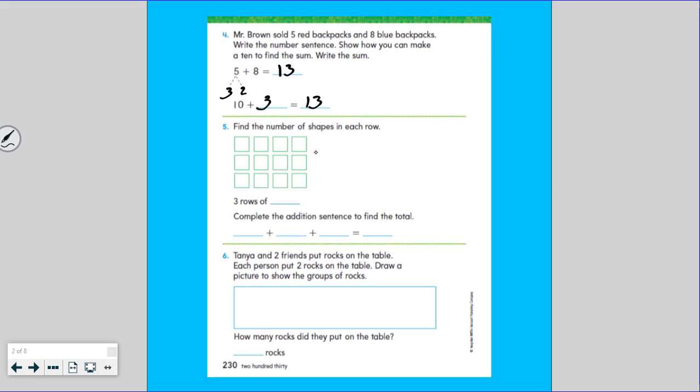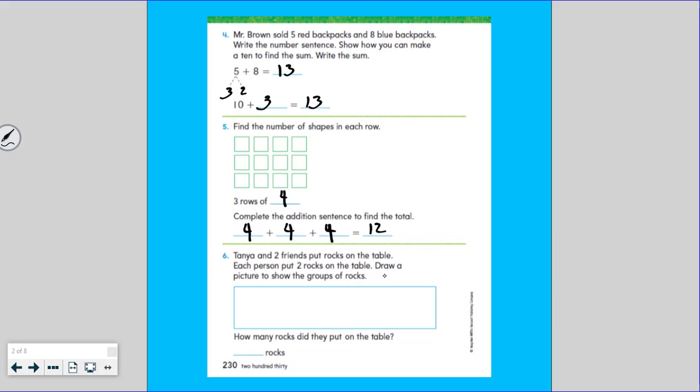Find the number of shapes in each row. It says 3 rows of blank. Complete the addition sentence to find the total. So pause your video, fill those out just like in our morning work, and then we'll check it together. All right, so there's 3 rows of 1, 2, 3, 4. So 3 rows of 4. And so we have 4 plus 4 plus 4 equals 12.